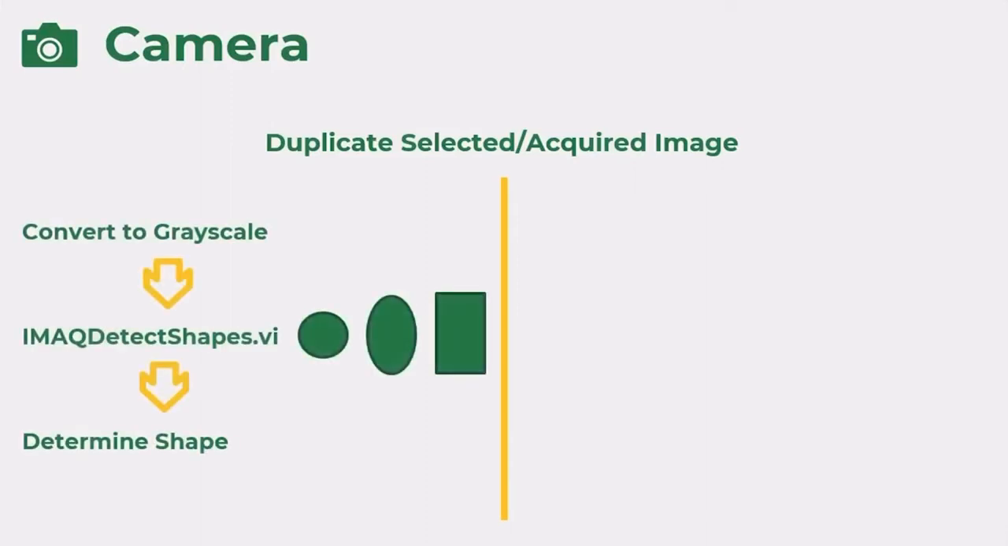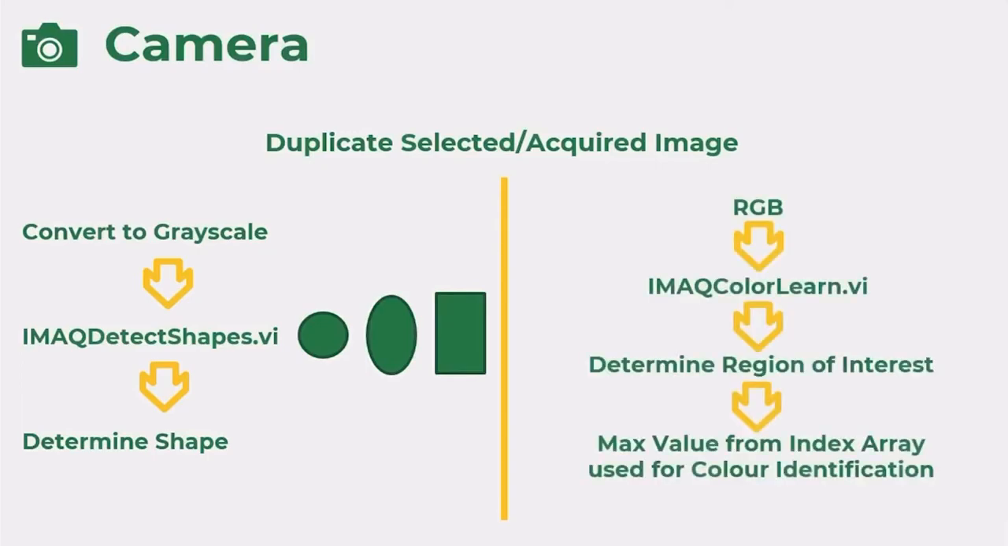Firstly, an image is required by the device, that is then duplicated. The first copy is converted to grayscale and is passed through a filter to remove the background and only keep the image of the candy. This is then loaded onto the IMAQ Detect Shapes VI. This VI has the capacity of identifying whether the shape of the object is a circle, an ellipse, or a rectangle.